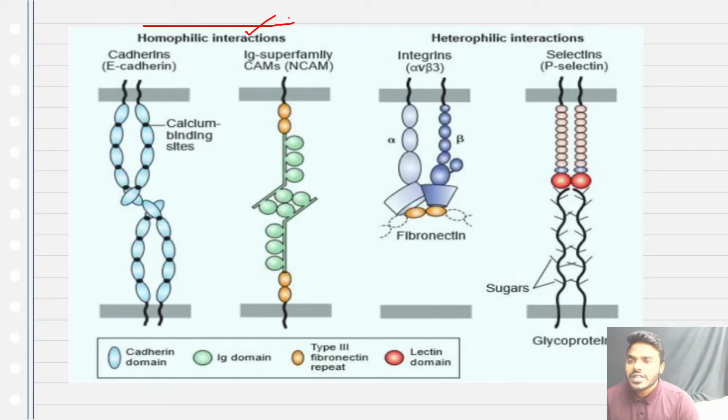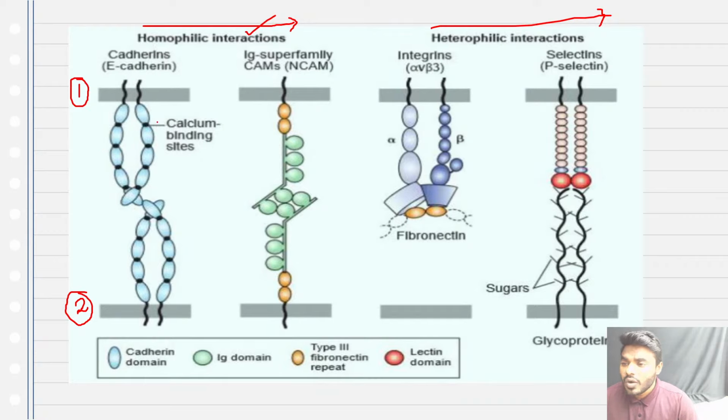One we can call, friends, homophilic interactions. Another one we can call heterophilic interactions. The name itself is very clearly suggesting it to all of you. Homophilic interactions are those types of interactions through which the same type of CAM molecules are associated with each other on the cells. Everyone listen. This is cell 1. This is cell 2.